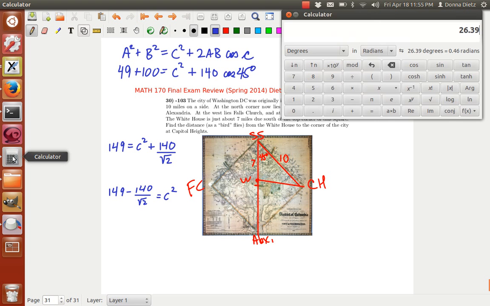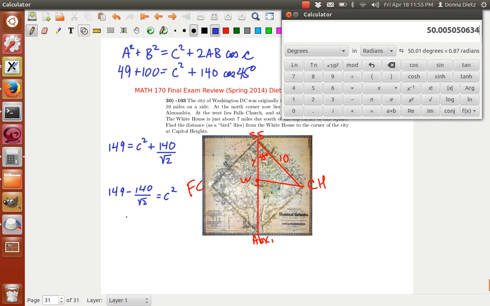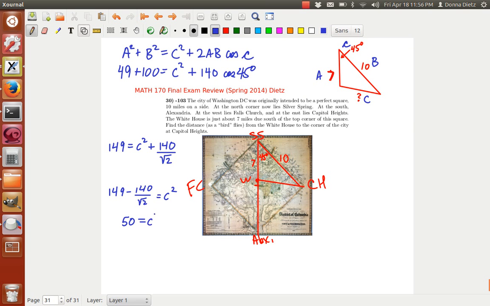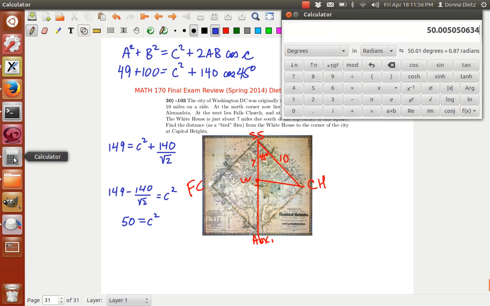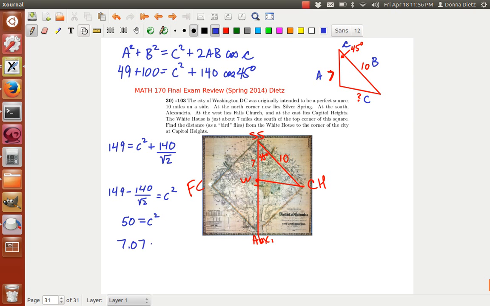It looks like it's about time to pull out the calculator here. 149 minus 140 divided by 2 to the power of 0.5 equals, aha, pretty close to 50. I would say really, really close to 50. And I have to raise that to the 0.5, which equals 7.07142. And this is in miles.